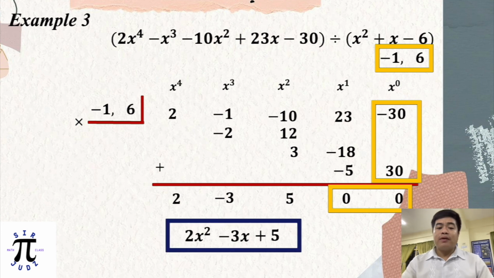Sir, what if our remainder is not 0 or not zeros? Okay, example, 3 ang lumabas, tsaka negative 2. So, your remainder will be 3x minus 2. Okay? So, pagsulat mo ng answer mo, you will have 2x squared minus, for example, ang remainder mo is 3x minus 2. So, your final answer will be 2x squared minus 3x plus 5 plus the quantity 3x minus 2 all over your divisor, which is x squared plus x minus 6.